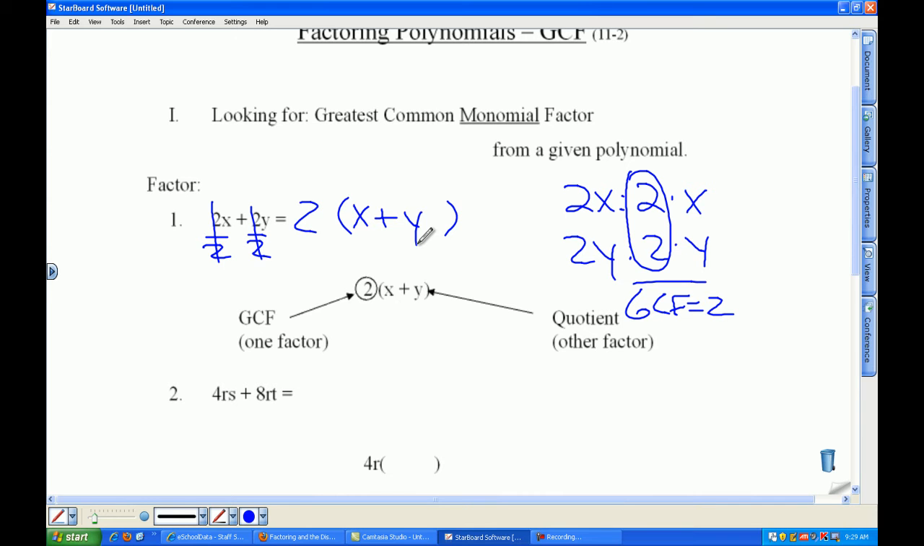We can actually check this by doing the distributive property, and I'll do that in a different color. We do 2 times x is 2x. We do 2 times y is 2y, and that of course is positive. And you can see that by doing the distributive property, we've actually got back the original problem, and that's a way you can check these particular problems.